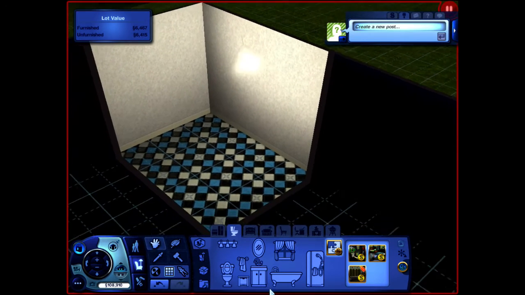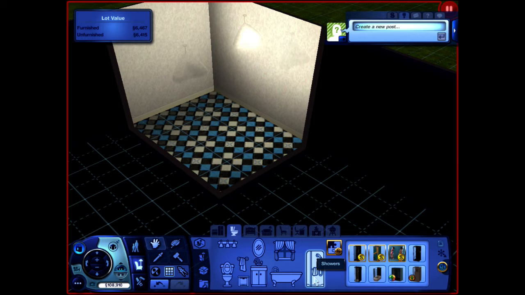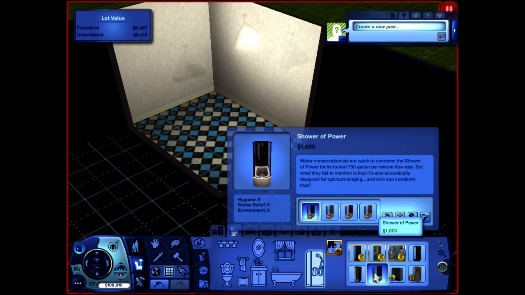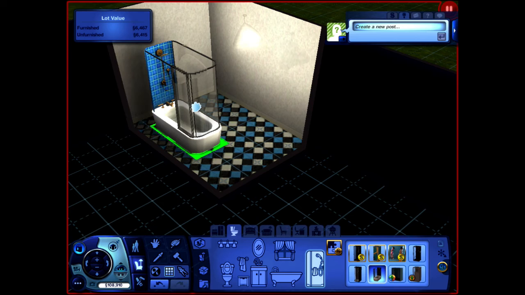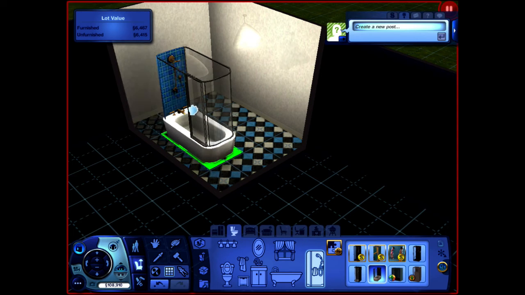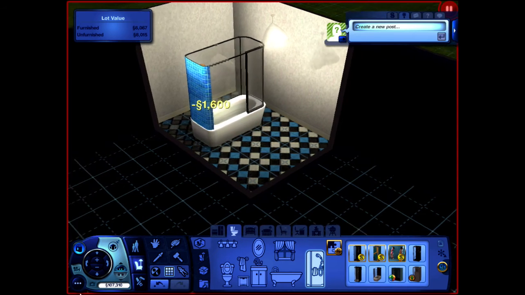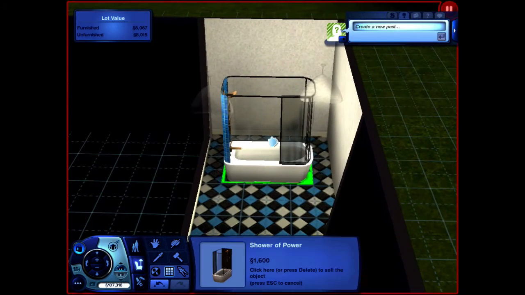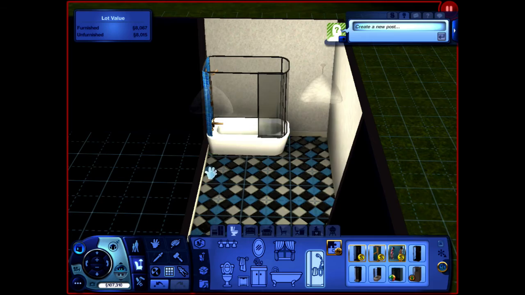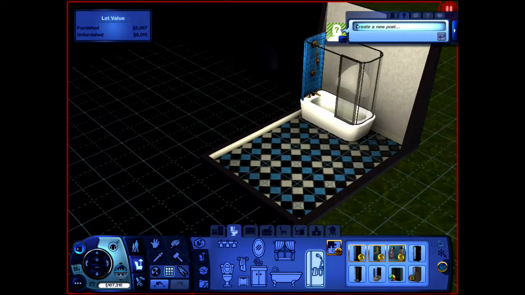So we are going to be shopping for a shower. I kind of like this one with the blue background. Ooh, this looks very nice. Okay, how about this one? $1,600? That's expensive. Okay, let's take a look at what we purchased, what we bought right now.